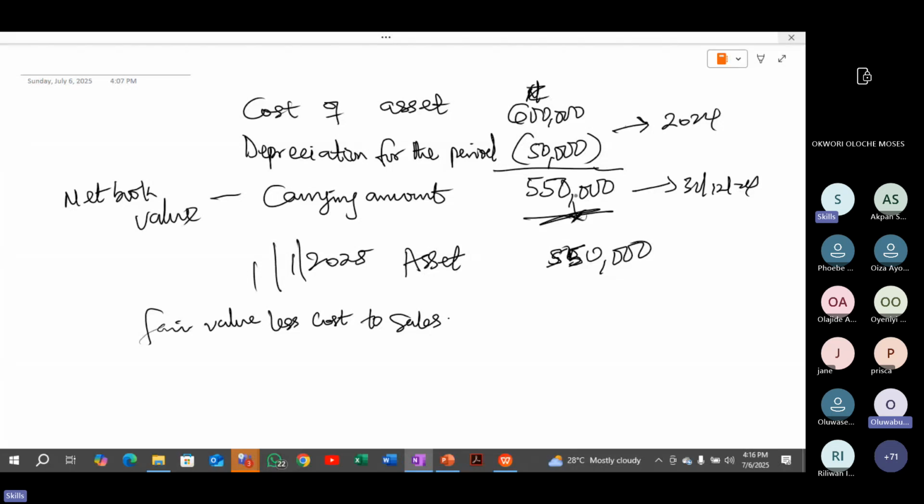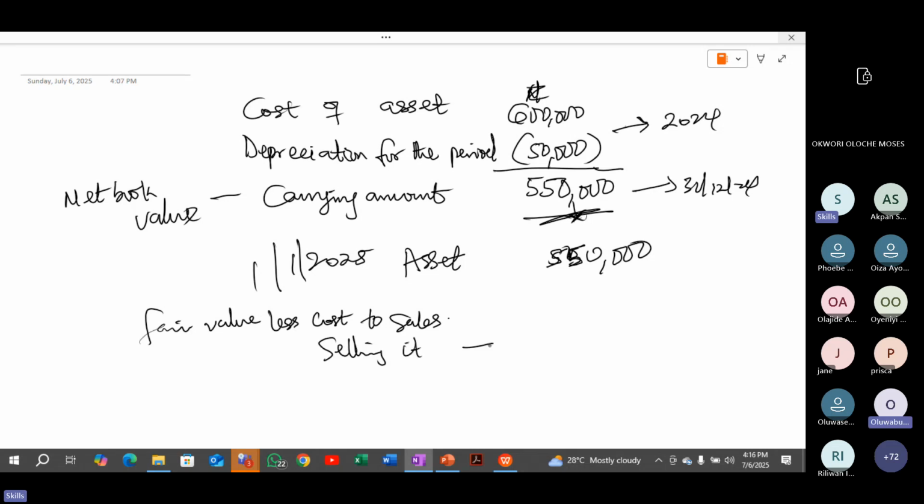I get it now. That is the fair value less cost to sell. What does the cost to sell mean? Cost to sell means what I need to spend to make that asset, the laptop, sellable. Maybe I will need to buy a kind of designed back spot like that. Maybe I incurred 20,000 naira.